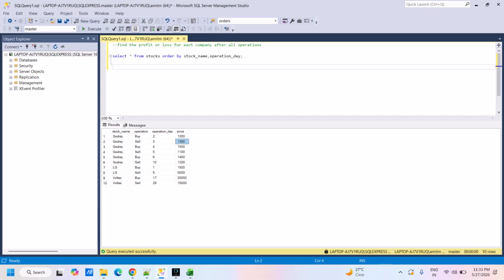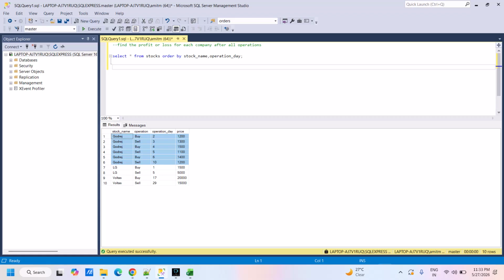So when we bought it, we spent money. When we sold it, we got money. If we just see these two records, we gave 1200 rupees, we received 1300. So till this second record we are in profit of 100 rupees for this Godrej. But not just for these two records, for this particular company we have to check all the records.